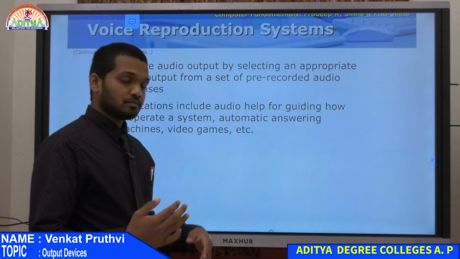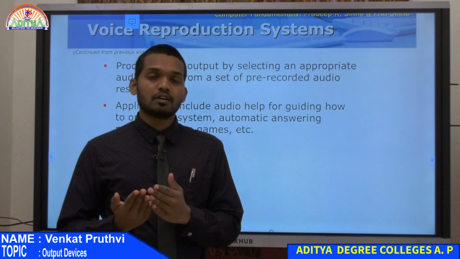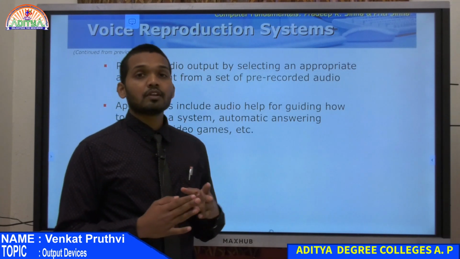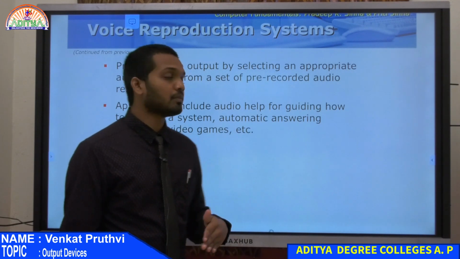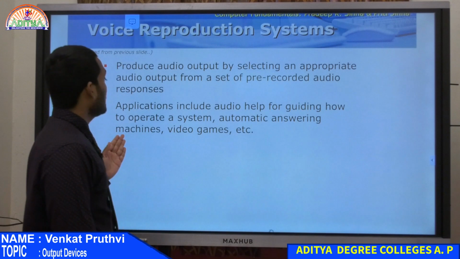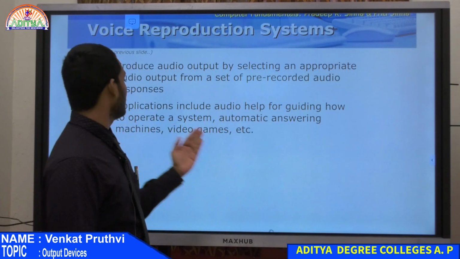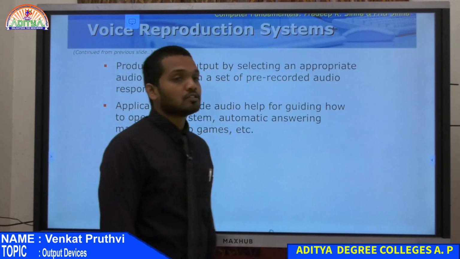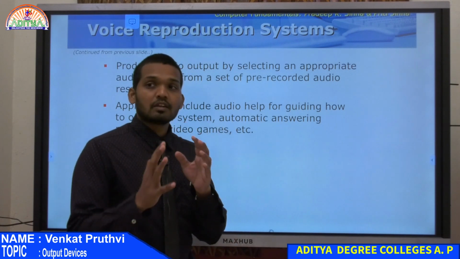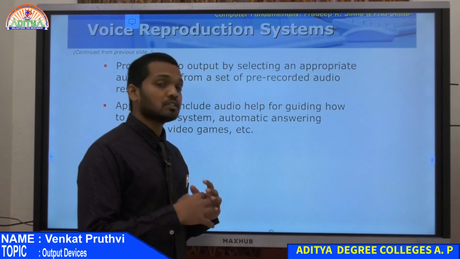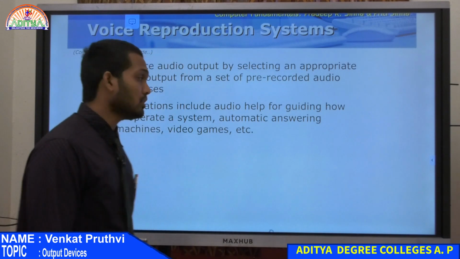So there will be a certain set of instructions that are already given to that response system, and whatever command you give, based on that command it will give an output in the form of an audio response. Applications include audio help for guiding how to operate a system, automatic answer machines, video games, etc. All these machines have a predefined set of audio instructions, and based on the command or the user's interaction, he will get an audio output.